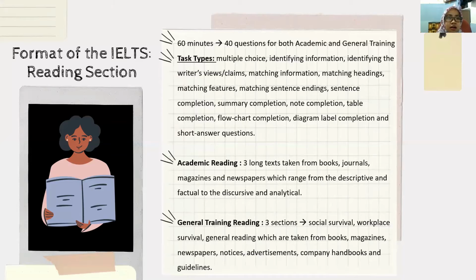And the texts are taken from books, journals, magazines, and newspapers. In general training, reading has 3 sections, which are social survival, which contains texts relevant to basic linguistic survival in English. And the second one is workplace survival, which focuses on the workplace context. And the last one is general reading, which involves reading more extended prose with a more complex structure. The passages are taken from books, magazines, newspapers, notices, advertisements, company handbooks, and guidelines.